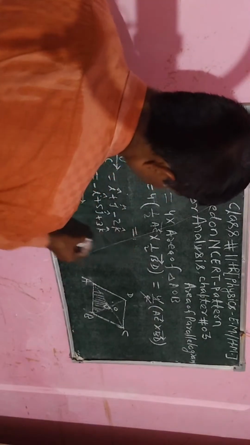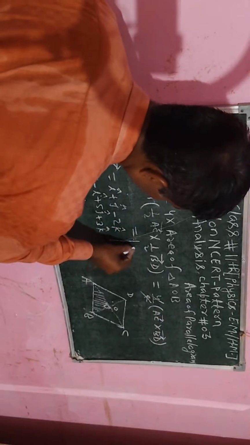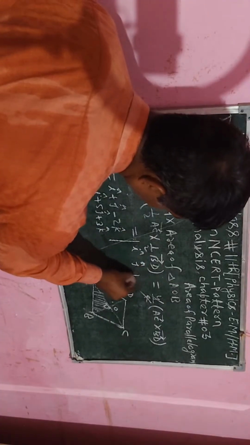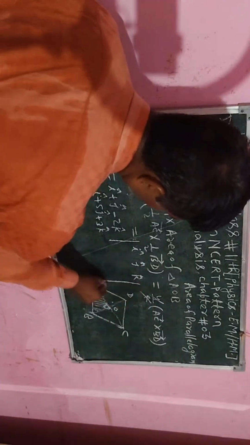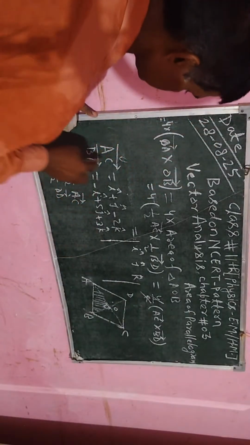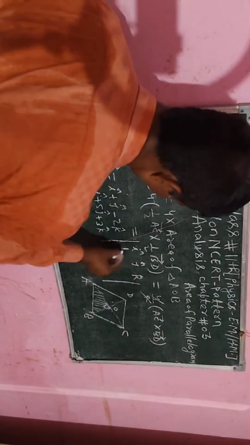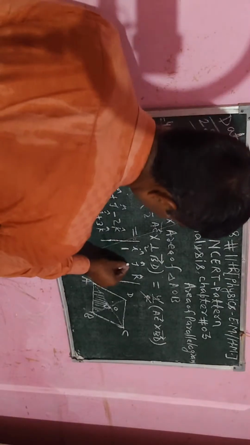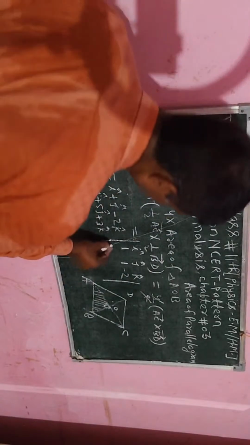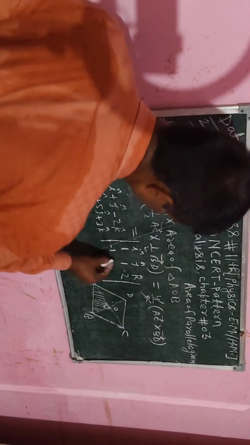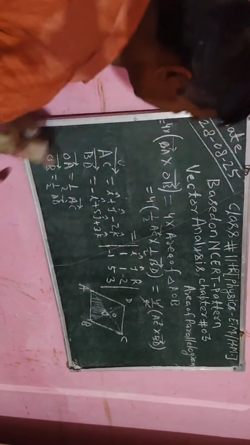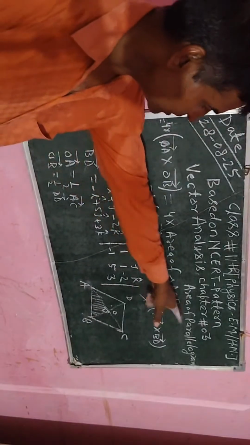So again I will write in determinant form. I will write one determinant. Here I will write vector i cap, vector j cap, and then vector k cap. After writing, I will write the coefficients of vector AC, that is 1, 1, minus 2, and of vector BD, that is minus 1, 5, and 3. Okay, I have written the area of the parallelogram.